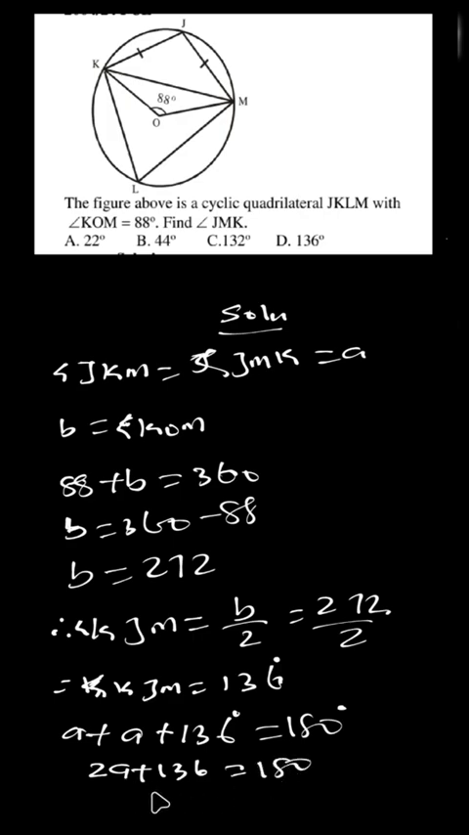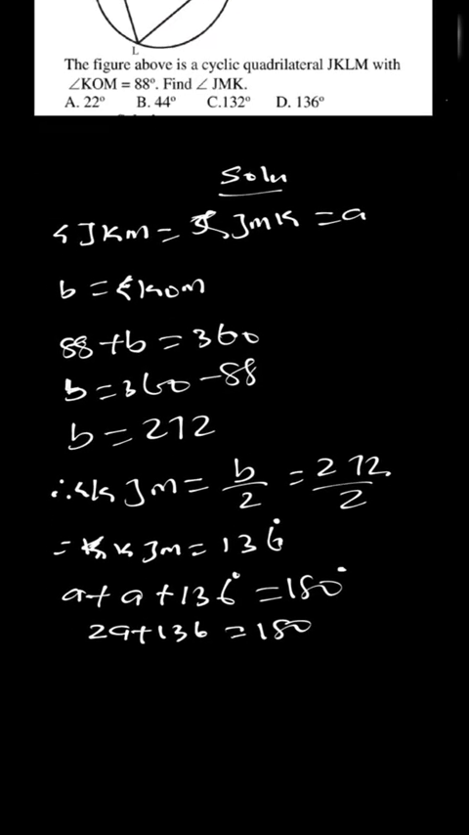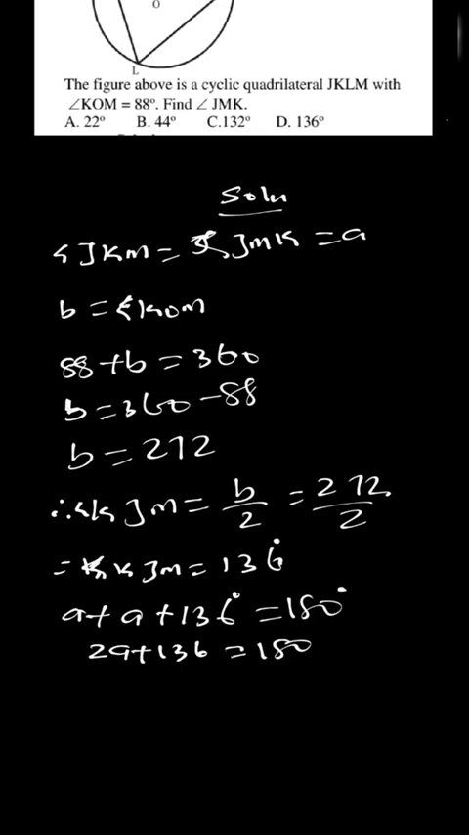Now to get the value of this, you have to collect like terms. Let me try to create space here. So when you collect like terms, this 136 goes to this other side. We have our 2A equal to 180 minus 136. So 180 minus 136 is equal to 44. So we have 2A is equal to 44 degrees.